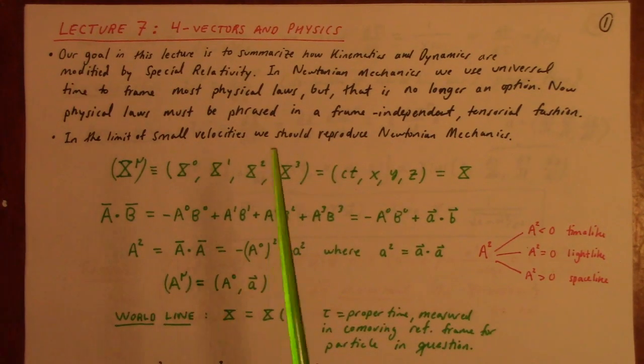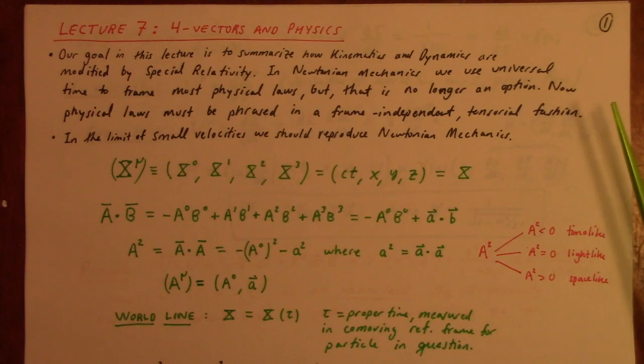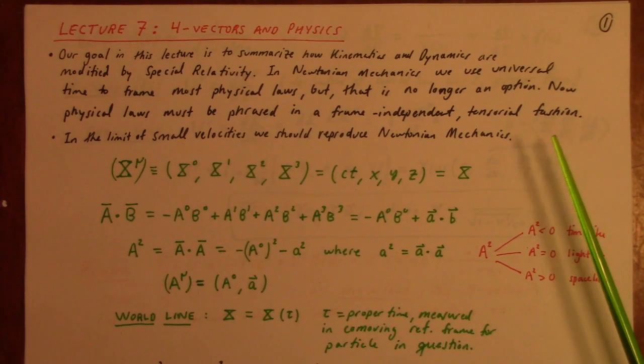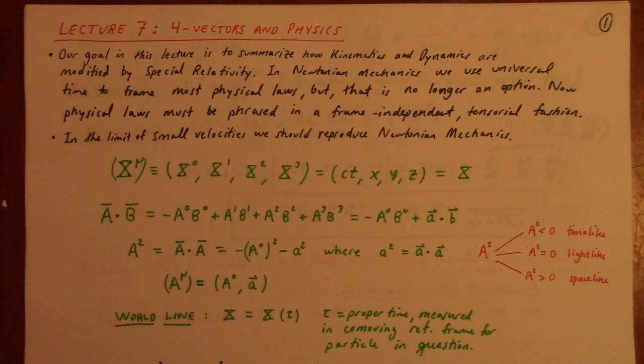All right. Well, welcome to Lecture 7 on General Relativity, although we are not technically at General Relativity yet. We're still in the midst of Special Relativity here at the moment. My goal in this lecture is to summarize kinematics and dynamics and how they're modified by Special Relativity, at least a little bit of it. I think you could do a whole course in these things, really. So we're just going to scratch the surface, in some sense.